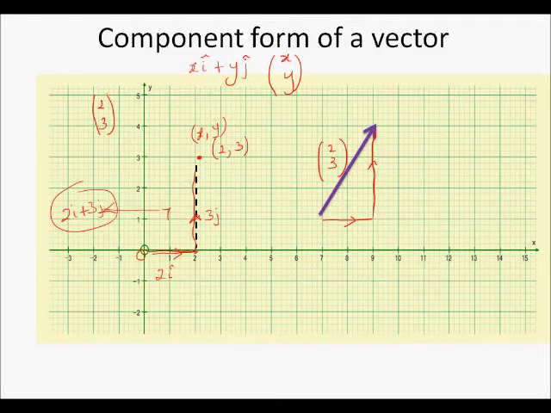If it was going downwards, then this would be negative vertical, and if it was like this, this would be positive horizontal. So horizontal positive is 3 units and vertical downwards is 2 units, which is negative 2. Therefore this is 3i minus 2j, and this is how a vector is written in component form. So this should be 3 over minus 2 in column form.